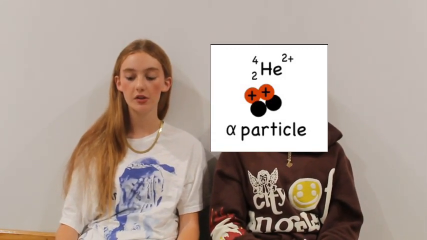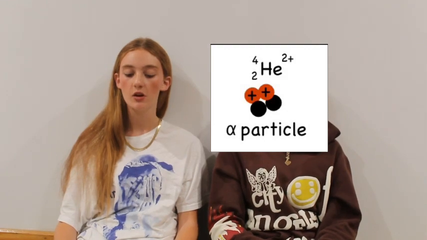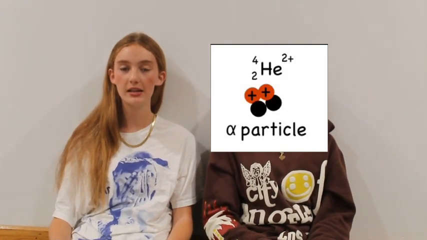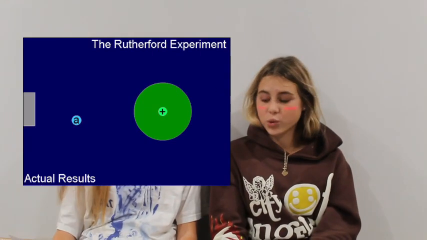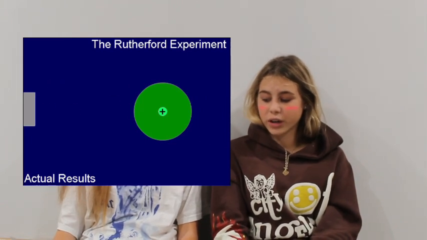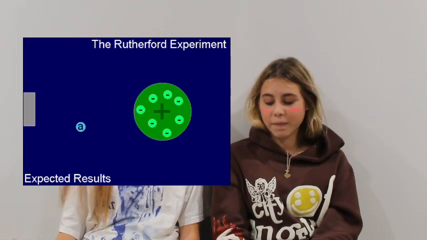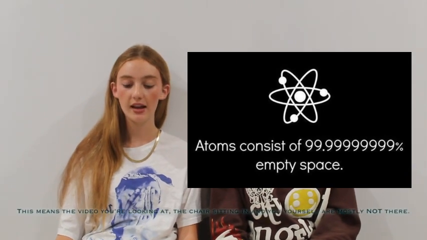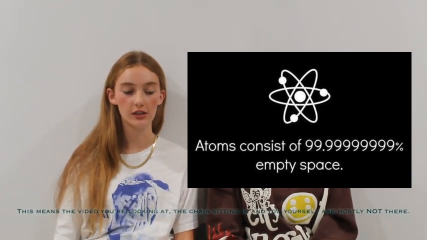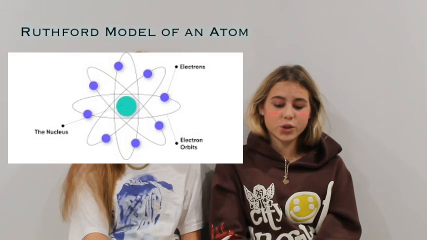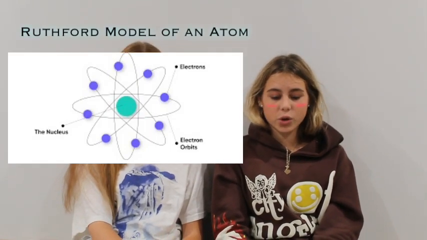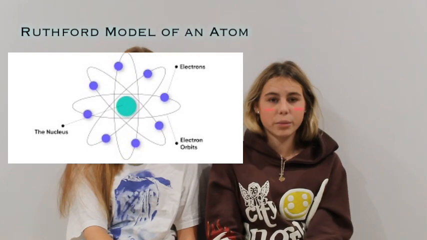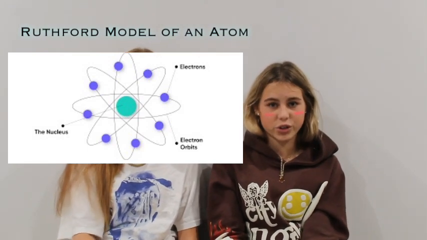The gold foil was surrounded by a detector screen, which would signify when it was hit by an alpha particle. Rutherford discovered that 1 in 20,000 alpha particles bounced back rather than passing through the gold foil. The experiment proved that the atom is mostly empty space with a tiny, dense, positively charged nucleus. From here, this led to the nuclear model of an atom. This model includes a small positive nucleus surrounded by negatively charged electrons.